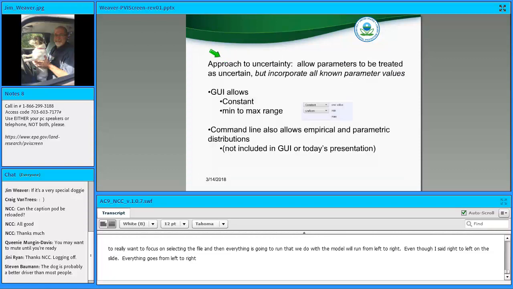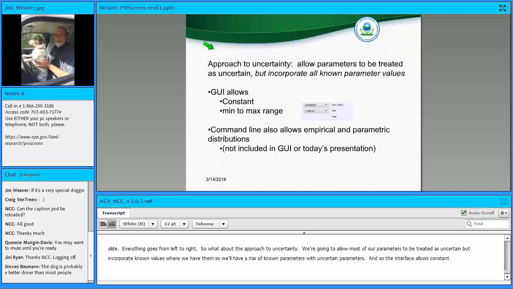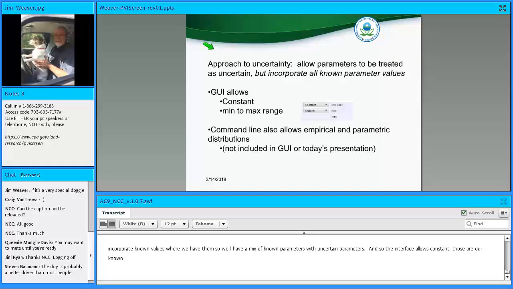Okay, so what about the approach to uncertainty? Well, we're going to allow most of our parameters to be treated as being uncertain, but we're going to incorporate known parameter values where we have them. So we're actually going to have a mix of known parameters with uncertain parameters. And so the interface allows constants. Those are our known parameters, things that we can estimate pretty well. And then we'll also allow for uncertain parameters, and we're going to characterize those by a range that goes from the minimum to the maximum.